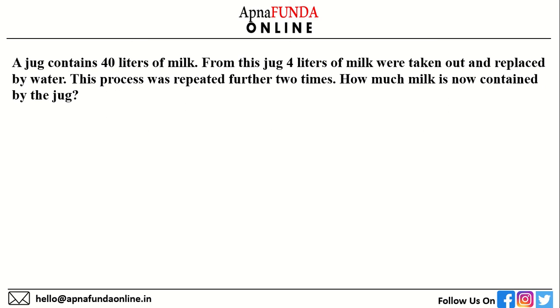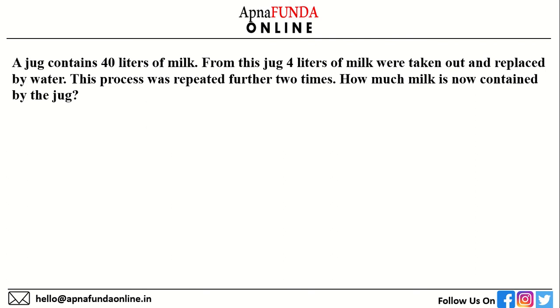Next question. A jug contains 40 liters of milk. From this jug, 4 liters of milk were taken out and replaced by water. The process was repeated further 2 times. How much milk is now contained by the jug? This is also a type that we have discussed in our video 2. We have given a formula for how to solve such questions. So I directly solve it by that formula.